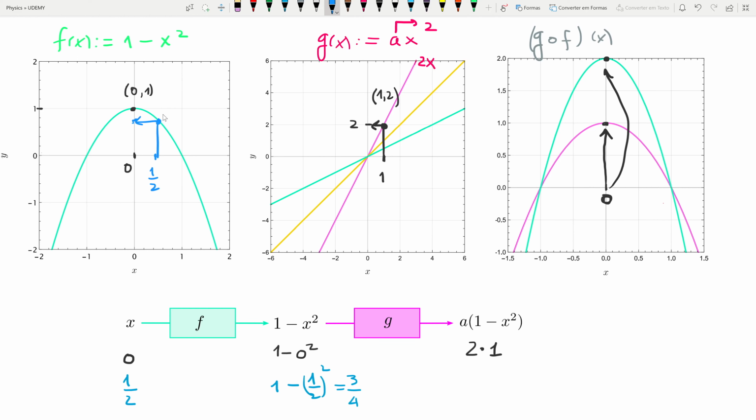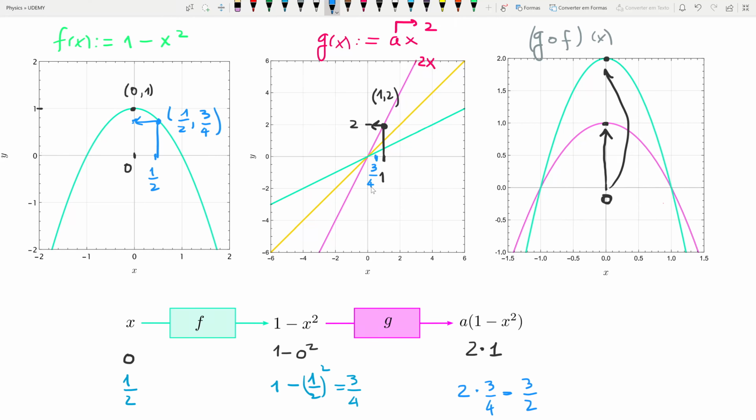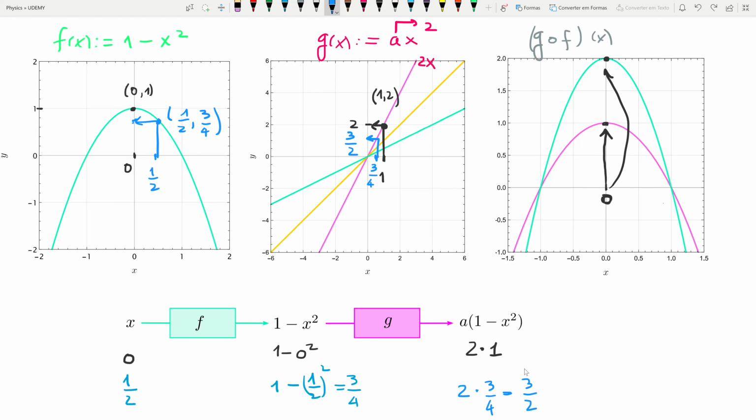And so this is the coordinate point with 1/2, 3/4. Now on this number 3/4 acts g, and g computes 2 times 3/4, which is 3/2. From a graphical perspective, this means that the point 3/4 here is mapped here into 3/2. And finally, from the perspective of the composite function, 1/2 is mapped into 3/2, and so 0.5 here on the horizontal axis is mapped into this value here. So this is 3/2 and this is 1/2.